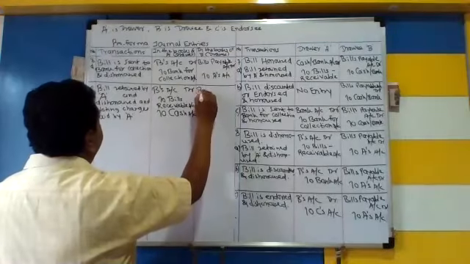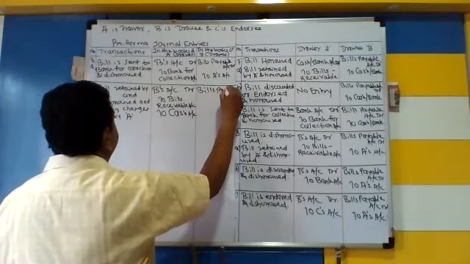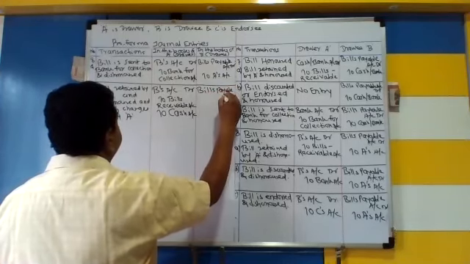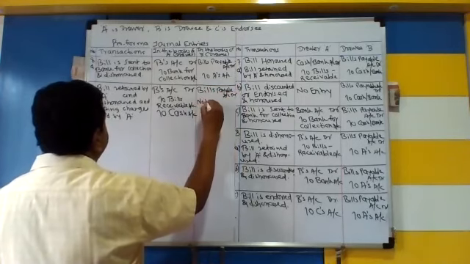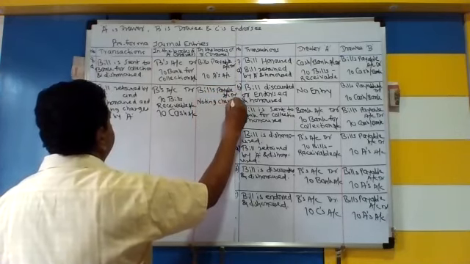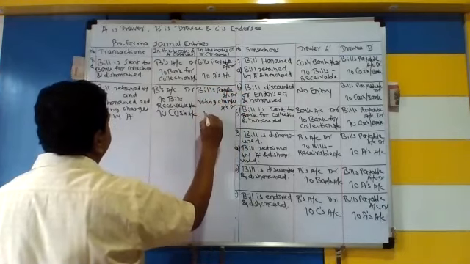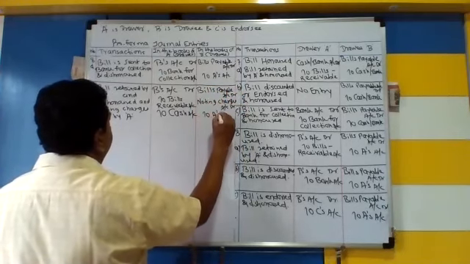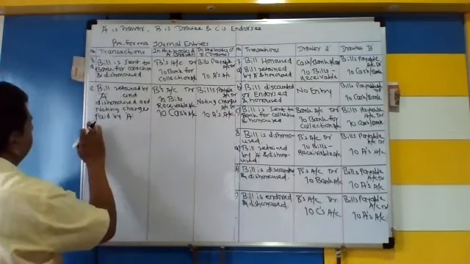Okay. Here, drawee will pass the entry. Bills payable account debit, noting charges account debit. Yes. This noting charges account is coming only in the books of drawee. To A's account. Okay.